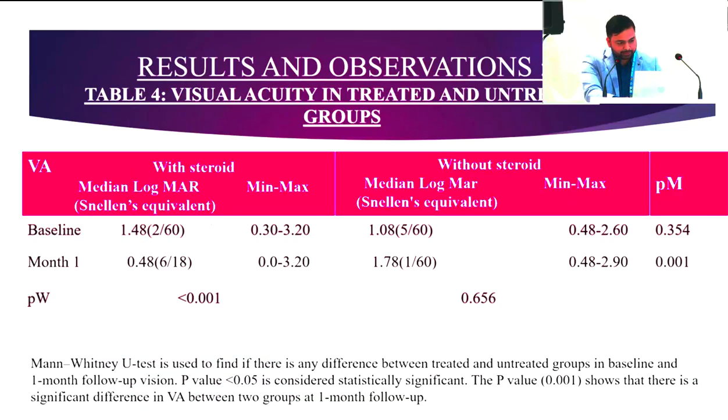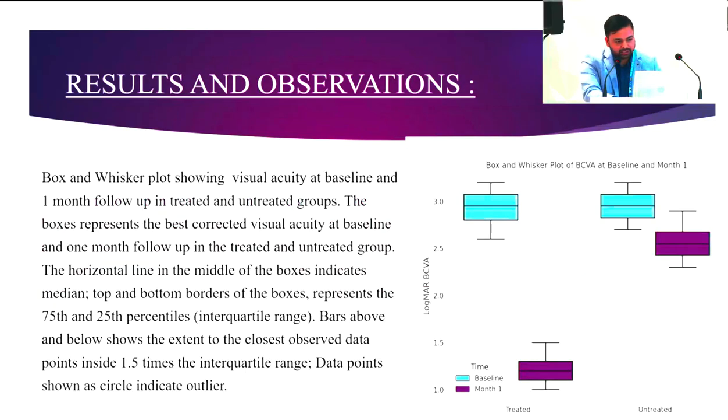With steroid, for the baseline visual acuity, the p-value was less than 0.001, which was statistically significant, and without steroid, these were not significant. This is the box and whisker plot showing the treated and untreated groups. In the treated group, after follow-up, the logMAR value is close to 1, which is a statistically significant improvement.